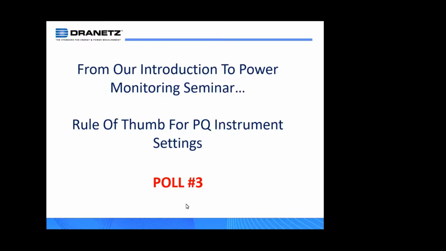Yeah, so I'll just read the question again. If possible, how should you set the voltage and trigger limits for a PQ survey? We'll just do that in case you have trouble reading it. Okay. So we'll give it another 10 seconds. All right, we'll end the polling and we'll share the results.